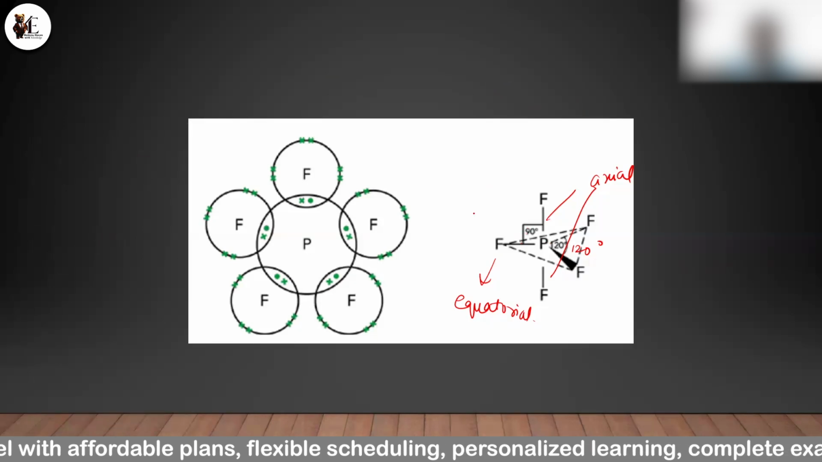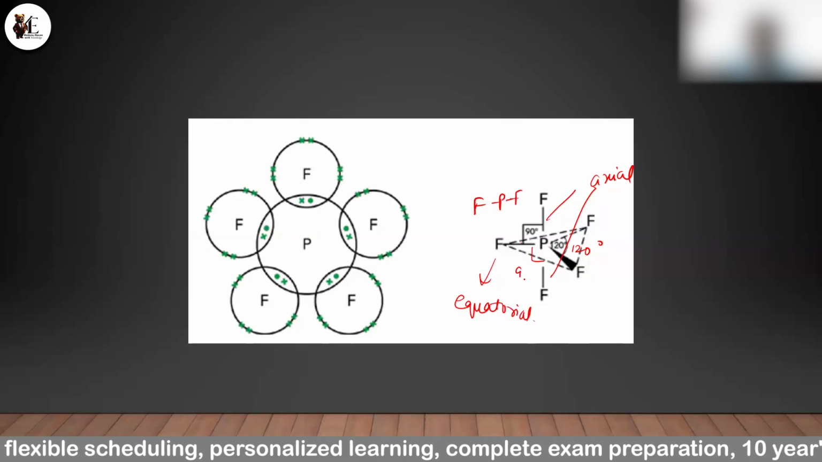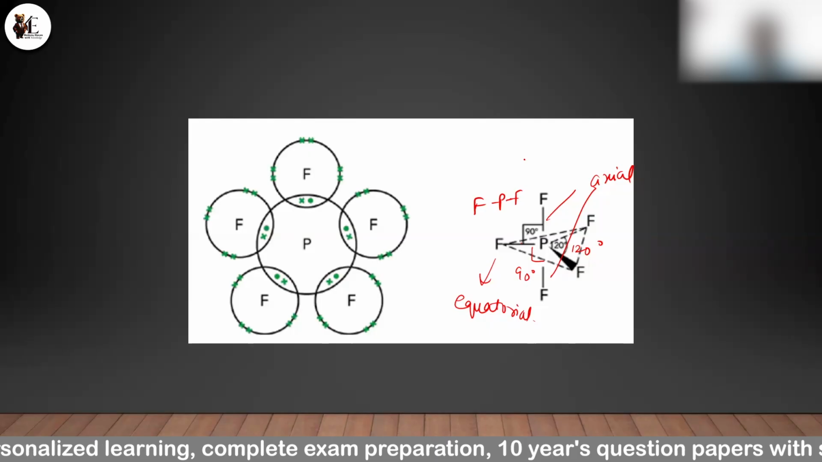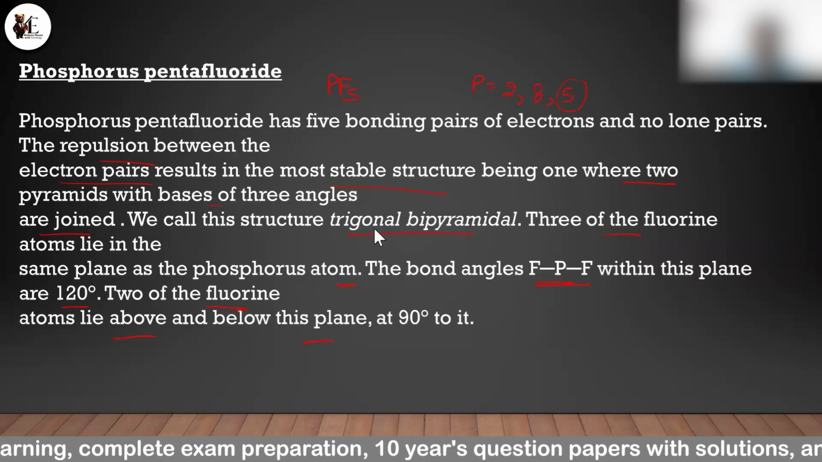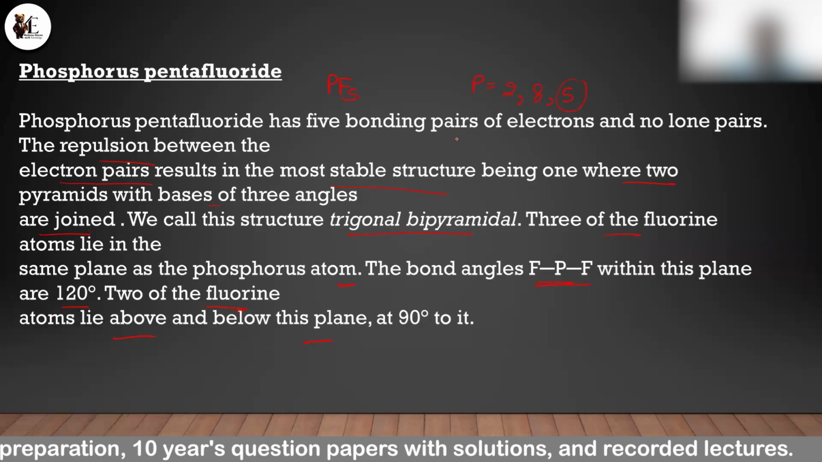The bond angle I am talking about is FPF. So it is 90 degrees. It is also 90 degrees. So the structure is trigonal bipyramidal. Tell me the hybridization of this. What is the hybridization?